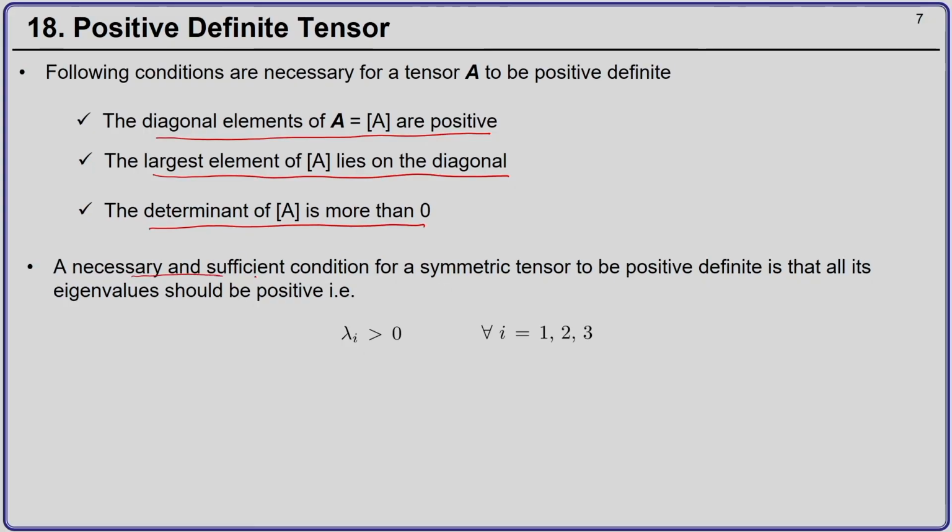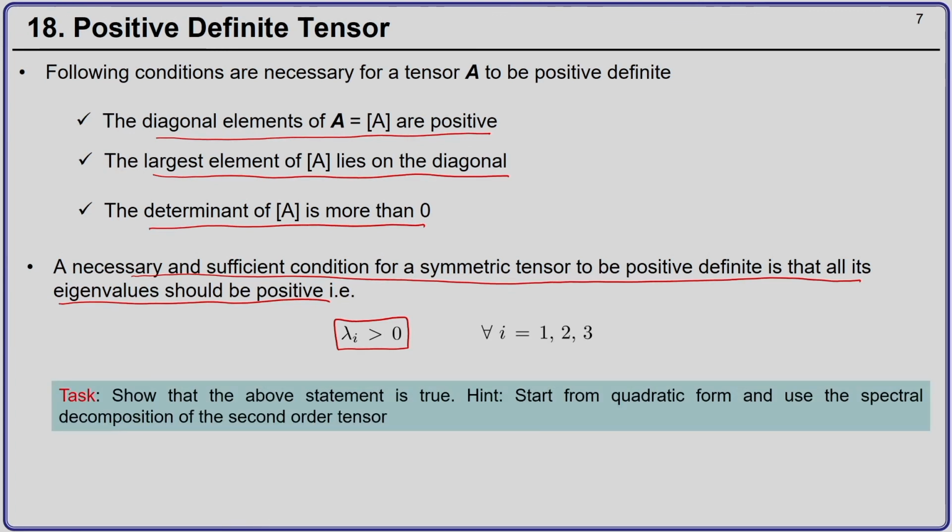So, you need not do all the way V dot A V. If these 3 properties hold, then that tensor will be a positive definite tensor. Okay. A necessary and sufficient condition for a symmetric tensor to be positive definite is that all its eigenvalues are positive. Okay. As you can see here, all the eigenvalues have to be positive. Okay. They have to be real and they have to be positive.